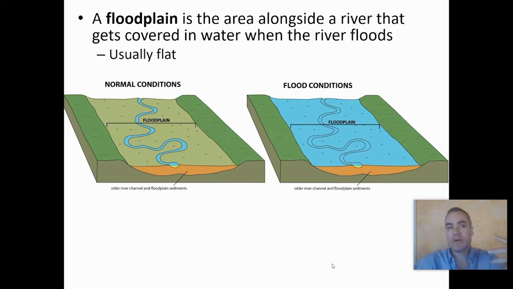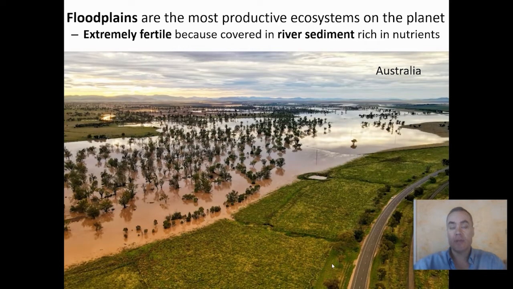It's a little bit like volcanoes, because when a volcano erupts, it takes minerals from inside the volcano and deposits them all around the landscape around the volcano, which is why so many coffee plantations, for example, are found in volcanic soil. And so floodplains are very, very fertile. And they are the most productive ecosystems on the planet because they are so fertile. They're covered in the river sediment that is so rich in nutrients.